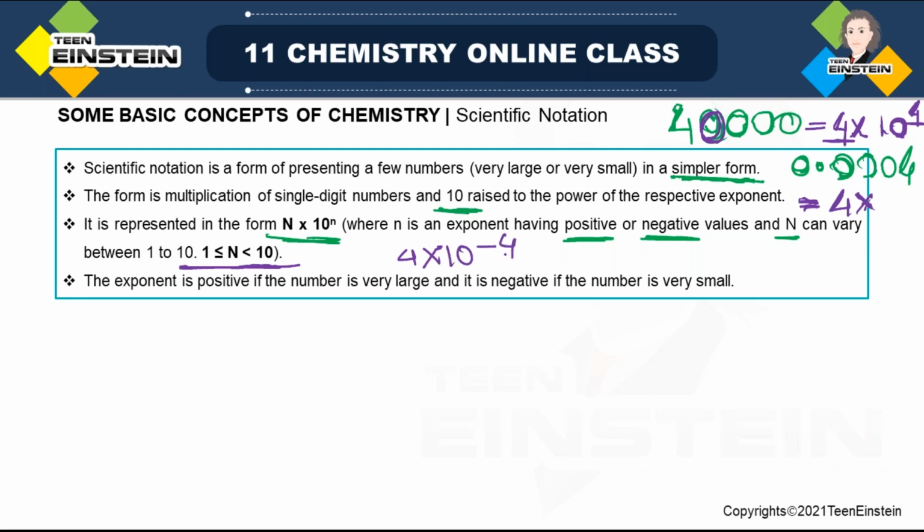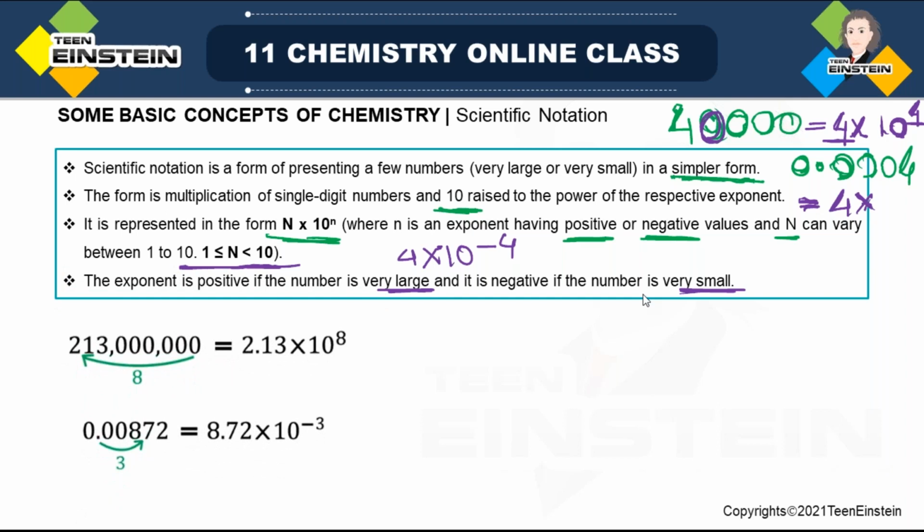Okay, so why I have written minus? Because now the decimal is 3 digits before 4, so that is why it is 10 to the power minus 4. So in this case, capital N is again 4, but small n is minus 4. So it may be positive, it may be negative, depending on the number is high or low. But remember, capital N always lesser than 10 and greater than equal to 1. That condition must be fulfilled. Exponent is positive if it is very large; negative if it is very small.